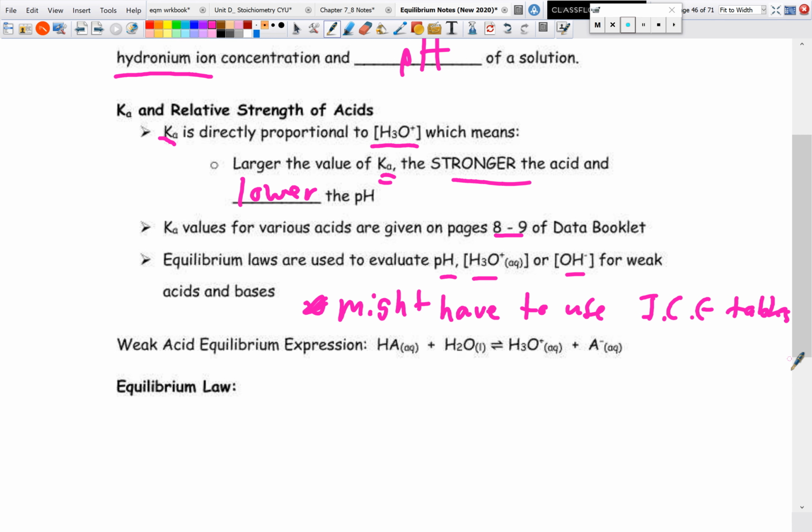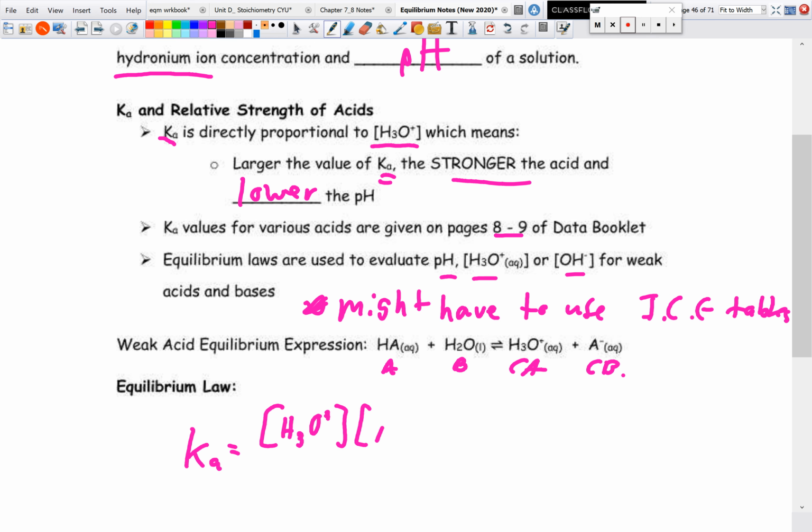Now, generally, for the equilibrium expression for weak acids, we have our acid. Water is going to act as a base because it's going to take that hydrogen. We form our conjugate acid and, of course, our conjugate base. So for the equilibrium law, we notice we have hydronium and this anion in our products.